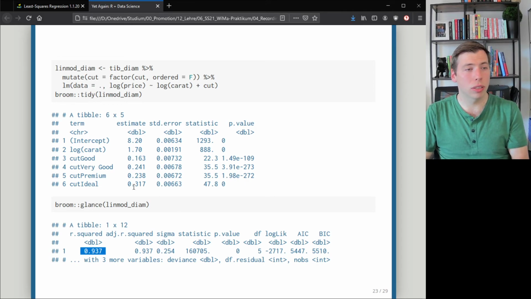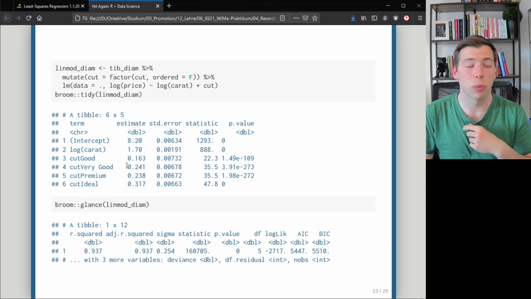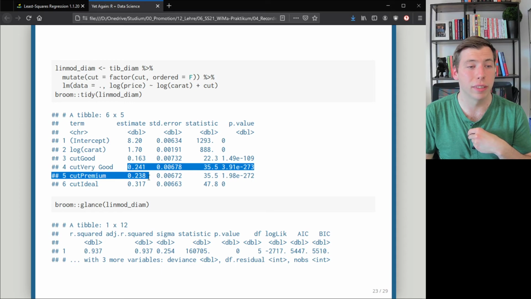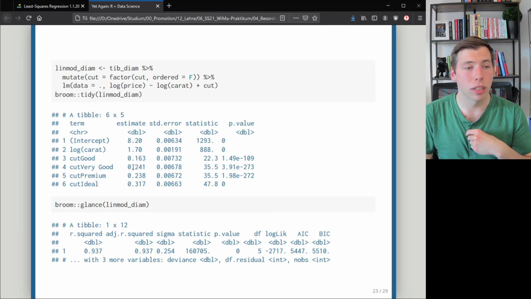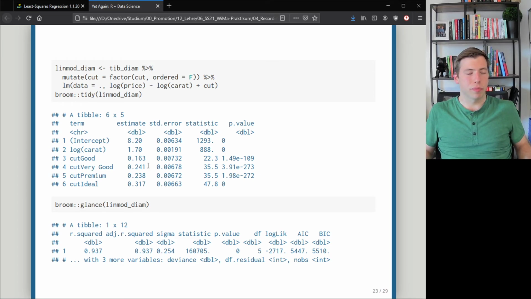So how did it help now that we transformed the data? As we can see, it did not. There's still something fishy going on here. At least they're more similar now, but still, yeah, the premium is still less than very good, which cannot be right. And yeah, we still need to figure out what is going on there.